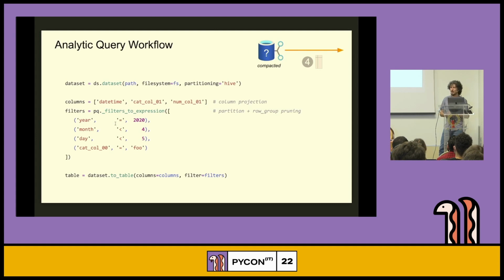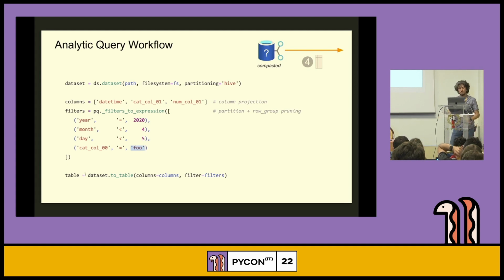And finally, there is the analytic query workflow, in which you want to select a subset of columns. You don't want to read all of them. And you have a set of filters. Let's say that you want a specific year, a specific month, and a range of days, only the first 5 days. Here it is the first 4 months of 2020, the first 4 days of each month, and only rows where the column called cat0 has value foo.